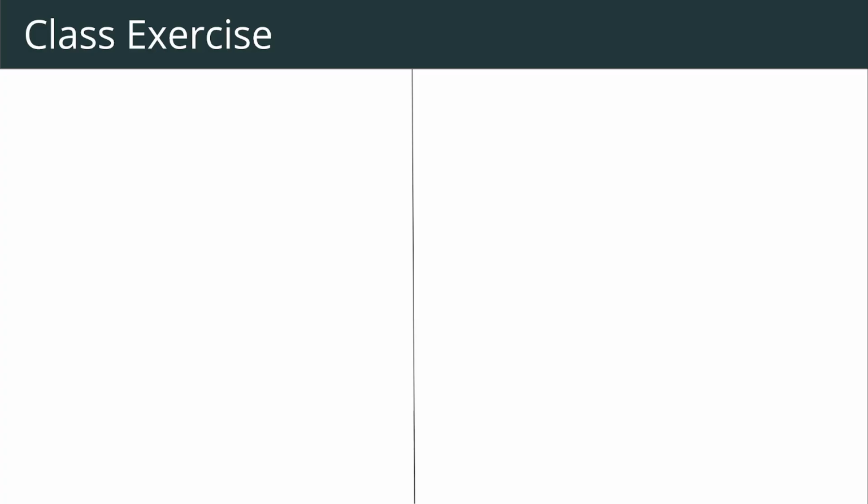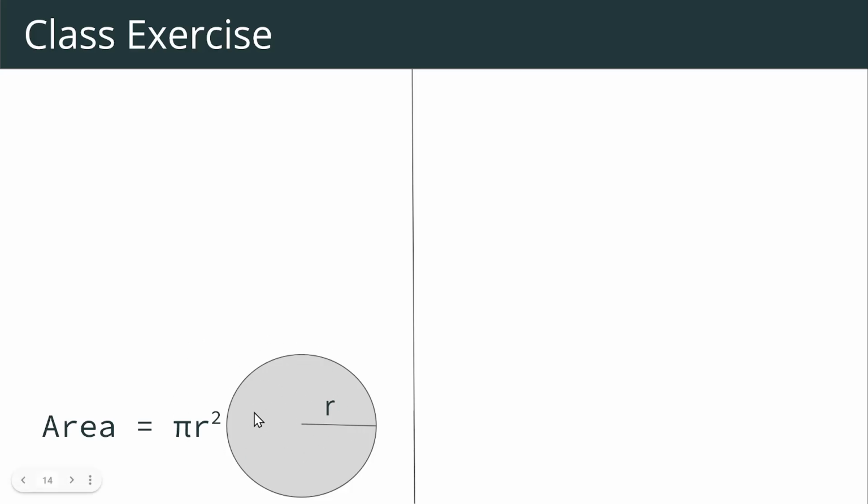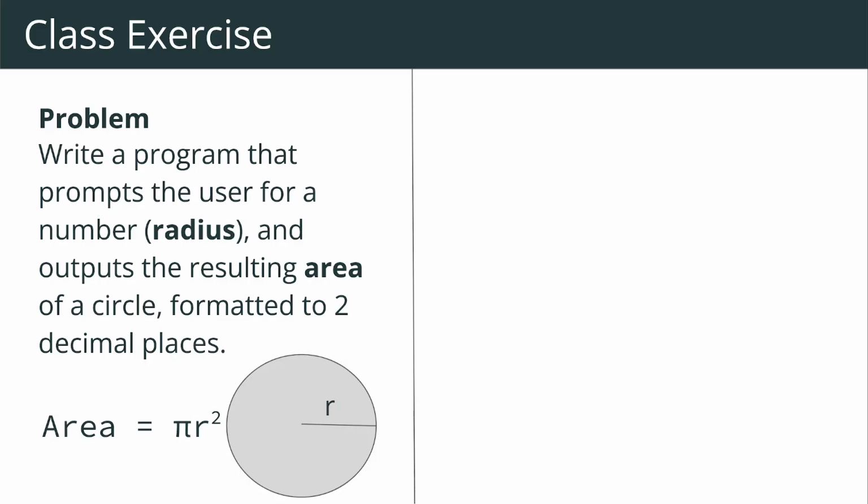Okay, so this class exercise is going to consist of a problem and some expected output. The problem here is going to be dealing with the area of a circle. For folks who have taken some sort of algebra class, you might remember the area of a circle is represented by this formula here, pi times the radius squared. So let's say we were to write a program that prompts the user for a number.